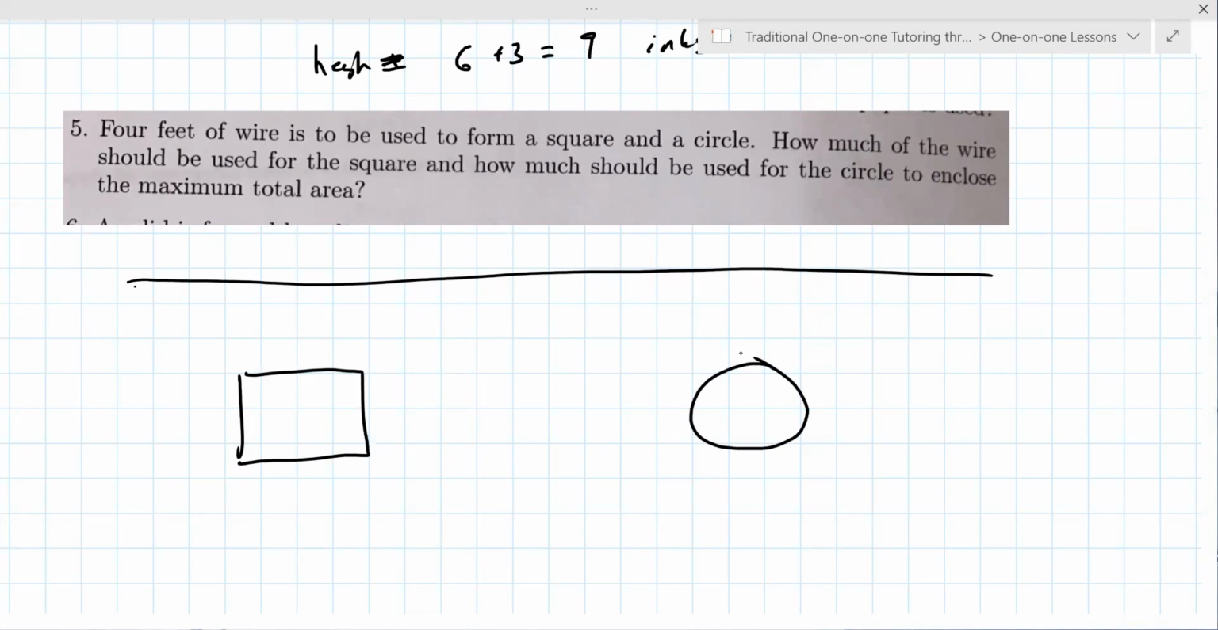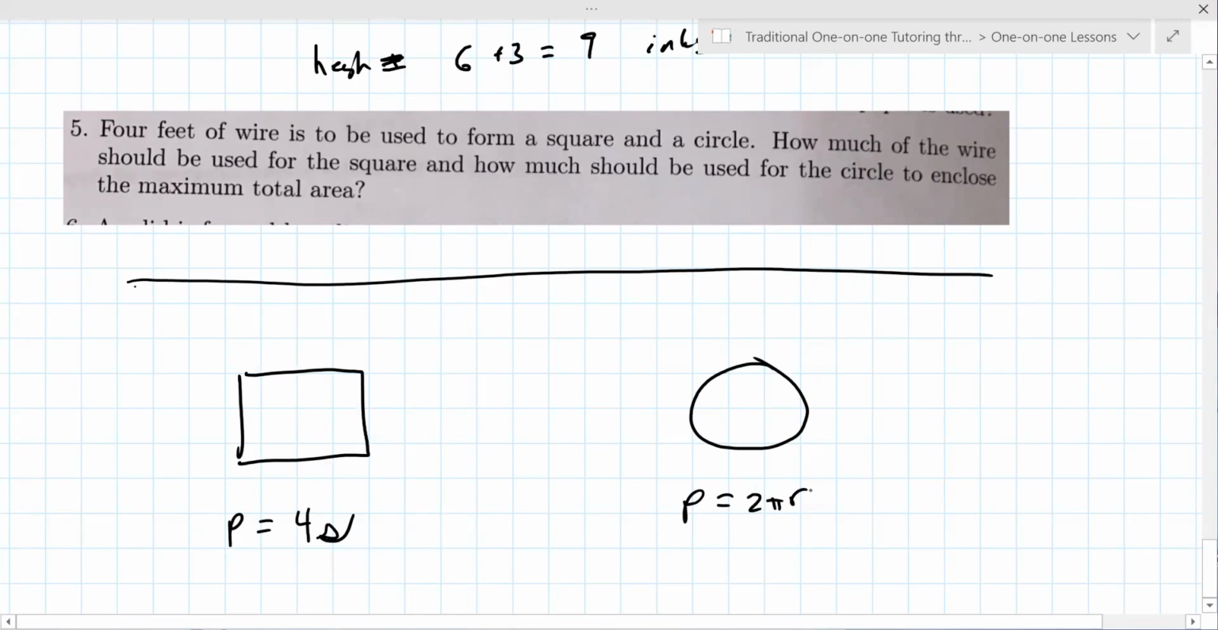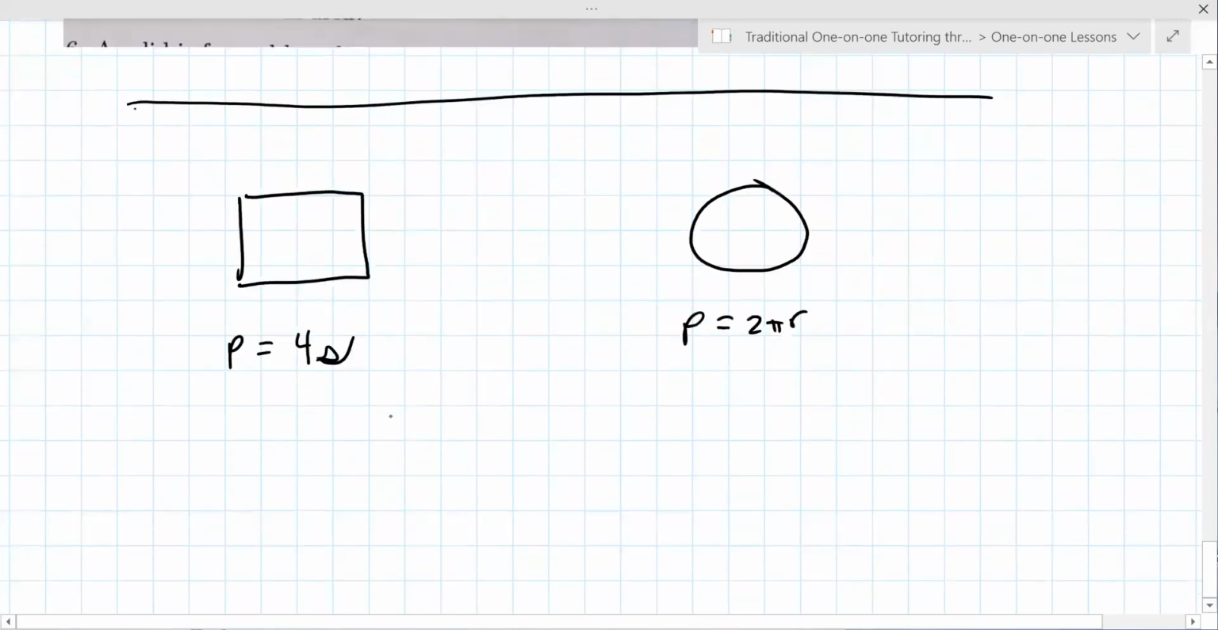All right. So there's 4 feet of wire here. And we need the perimeter of the square. So the perimeter of the square is 4s or 4x. The perimeter of the circle is 2 pi r. You use x or it doesn't really matter. So this 4 is equal to 4s plus 2 pi r. Is that clear? Yep.